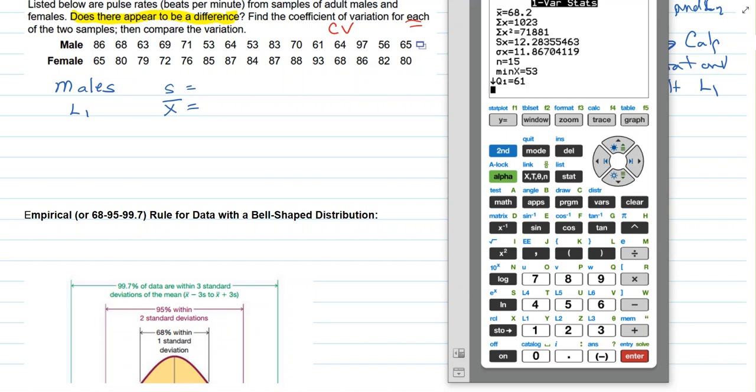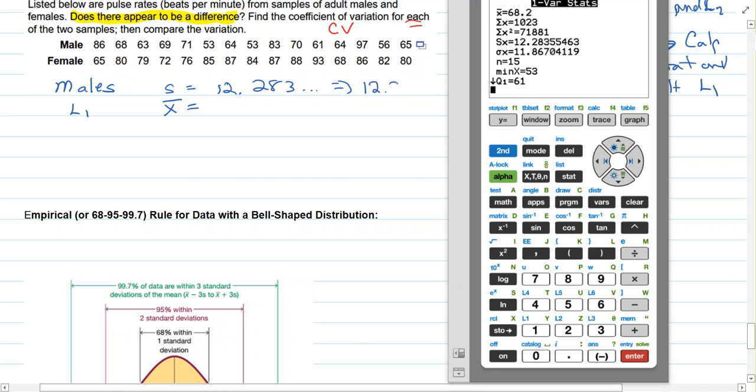Okay. So for the standard deviation, I think we want to use only 1. For the X bar it is 1, and the standard deviation is 2. So let's do the S. So that is 12.283... So we're going to say 12.28. The X bar we have 1, so that one was easy, 68 2/10.